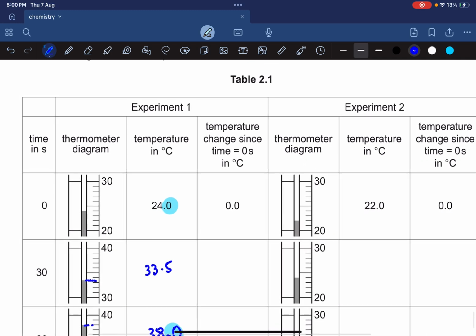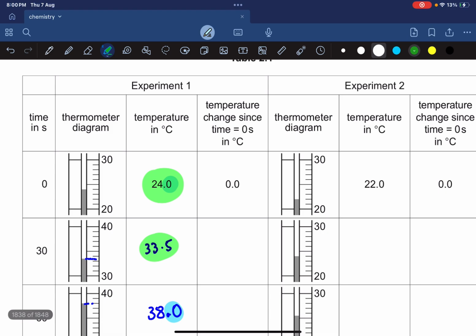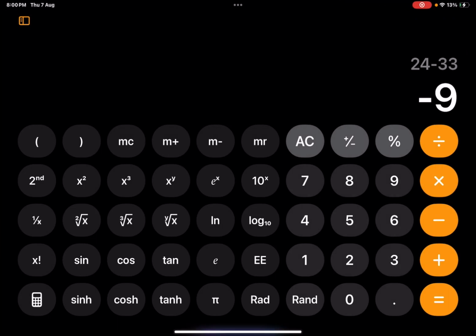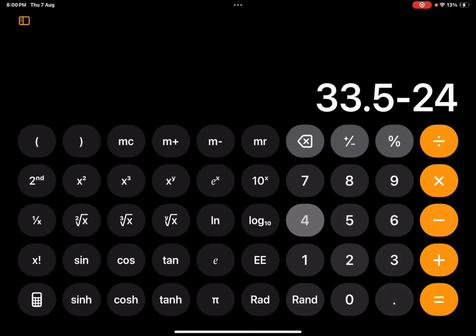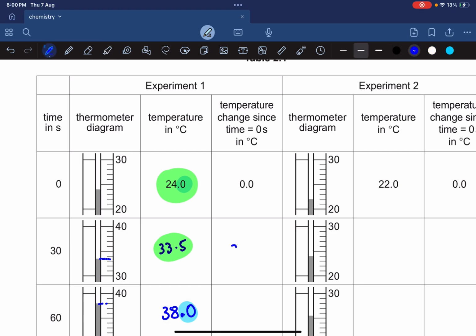So I just have to subtract my two values, this value and this value. I have to subtract this value and this value, and then I'll continue with all the values like this. So 33.5 minus 24, and it gives me 9.5. So my temperature change over here is 9.5. I have to do this for all.